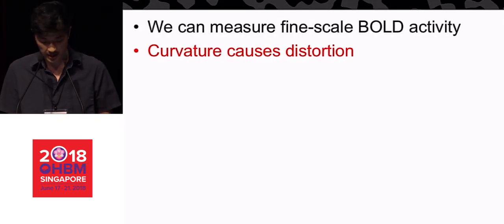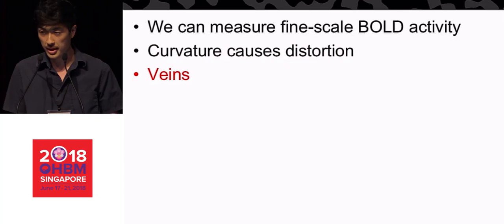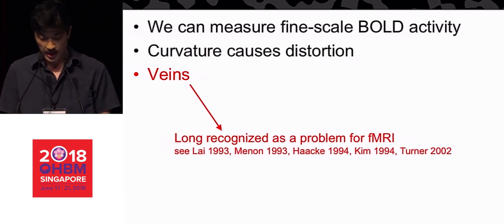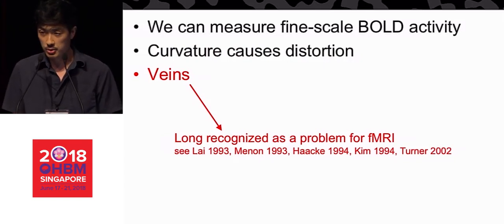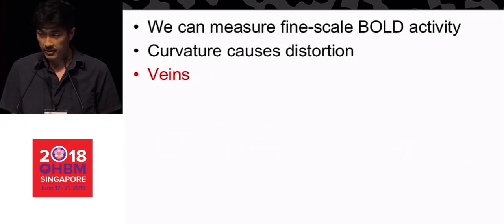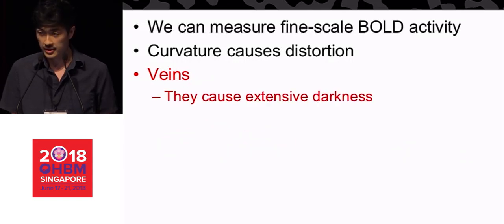Okay, so let's turn to the last result, and that has to do with the impact of veins. Veins have long been recognized as degrading the specificity of fMRI. And with our data set, we have the unique opportunity to assess these effects across large sections of cortex measured at a very fine scale. We find that veins cause extensive effects in our data set.